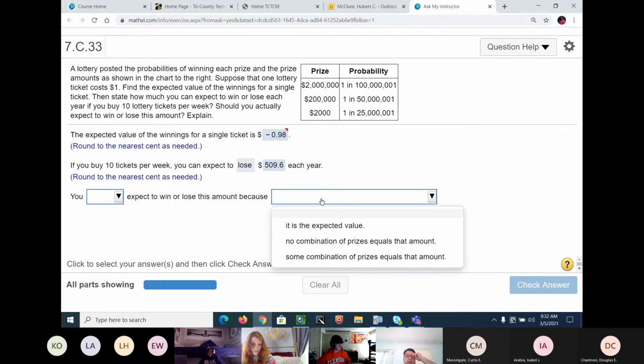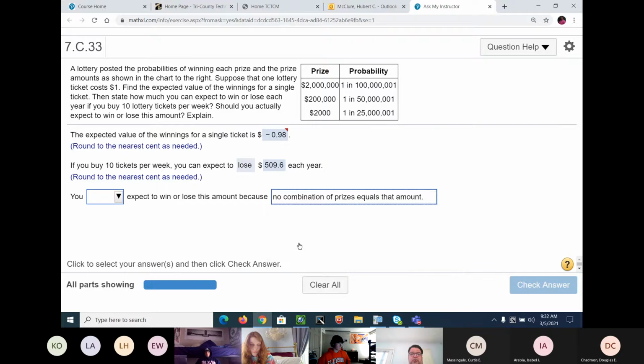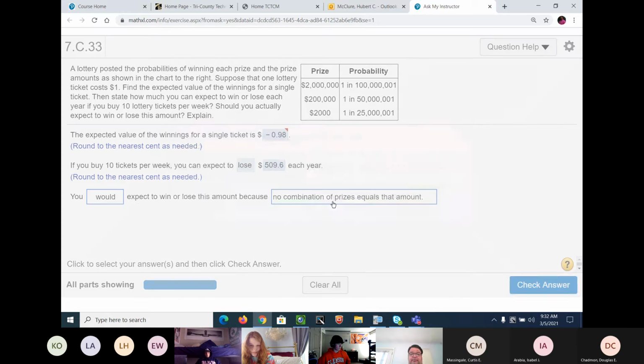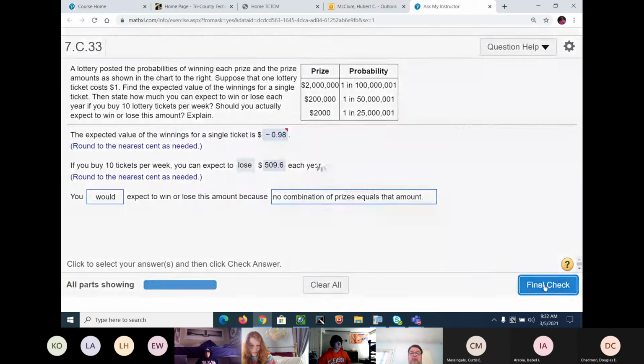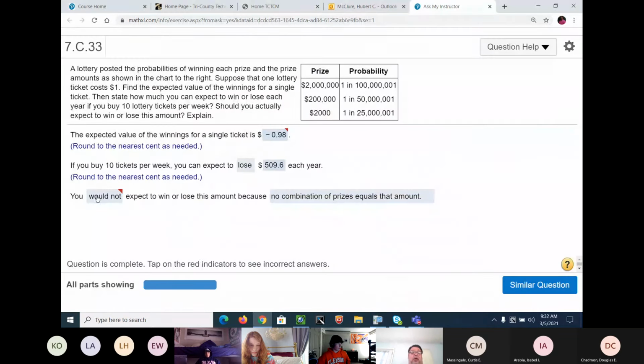So you would expect to win or lose this amount because, I don't understand what they're asking here. You would expect to win or lose this amount because some combination of prizes, no combination. I have no idea why they're asking this question. And I got it wrong. Let's see. The answer is you would not. Oh, you would not expect. I don't understand how you would not expect to win or lose.